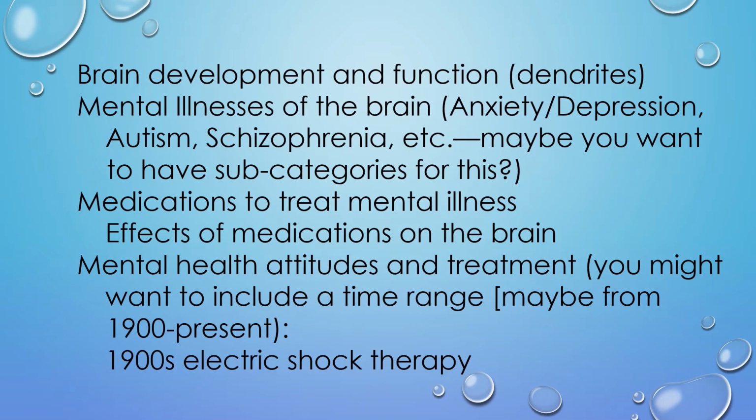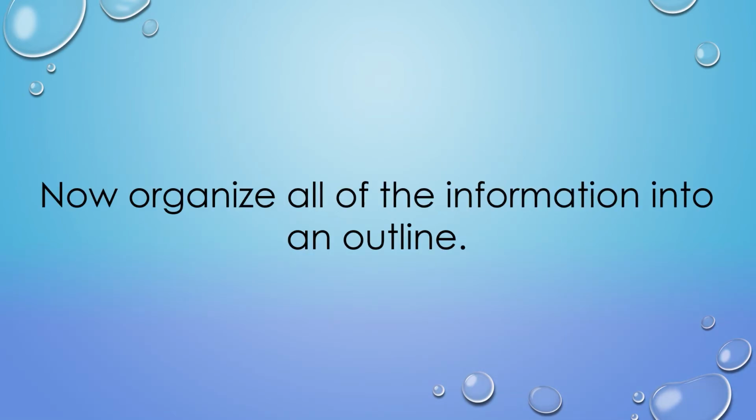Organizing the categories: brain development, function, dendrites, mental illnesses of the brain. You could have anxiety, depression, autism, schizophrenia. Maybe you want to have subcategories for this, and you don't want to go too broad. Medications to treat mental illness, effects of medications on the brain, mental health attitudes and treatment. You might want to include a time range, maybe from 1900 to the present. 1900s electric shock therapy. Now organize all the information into an outline.